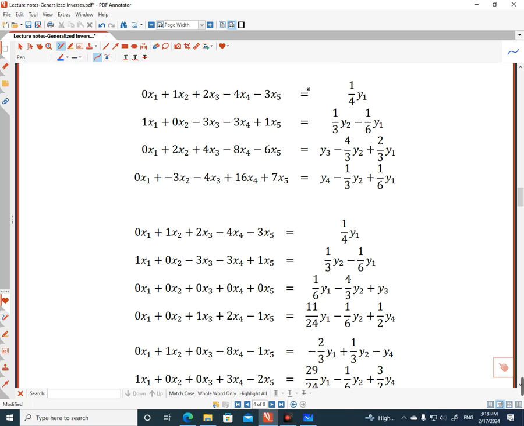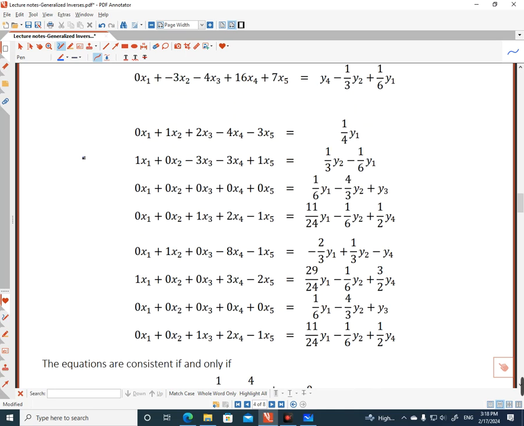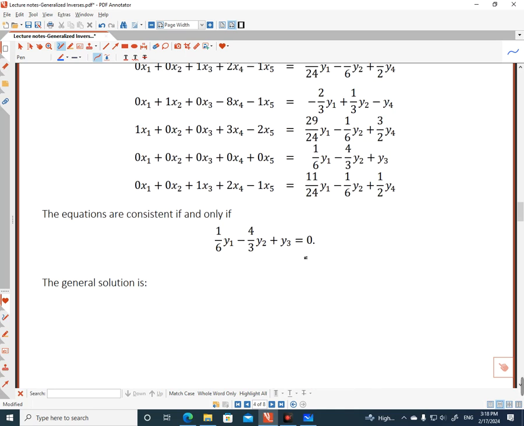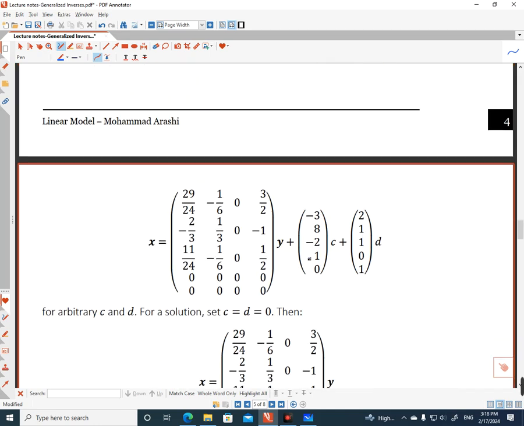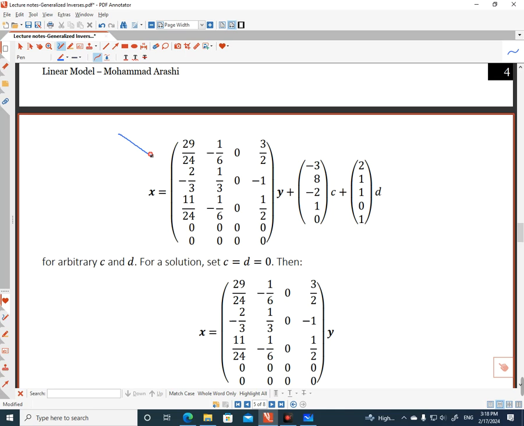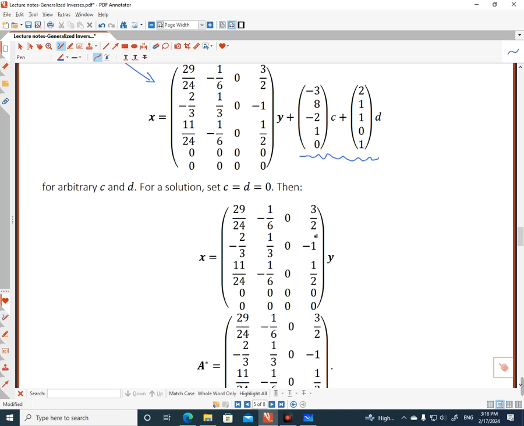we pre-multiply the first equation by 1/4, we pre-multiply the second equation by 1/3, and then subtract 1/6 of the first equation from it, and we continue this way. Finally, we will get to this equation for consistency, and a general solution is obtained by this formula. I will explain at the end why we have such a thing, and we need to be patient. Trust me, you will understand it carefully.